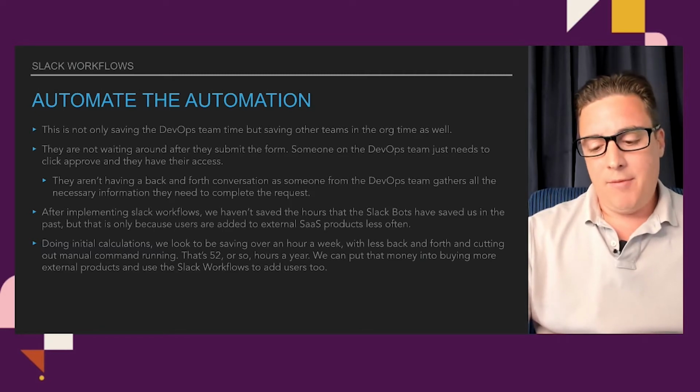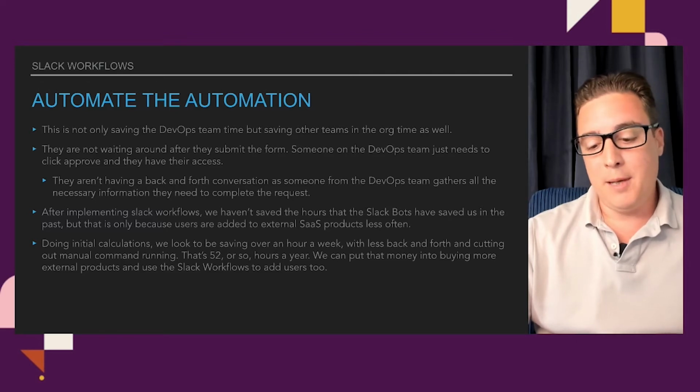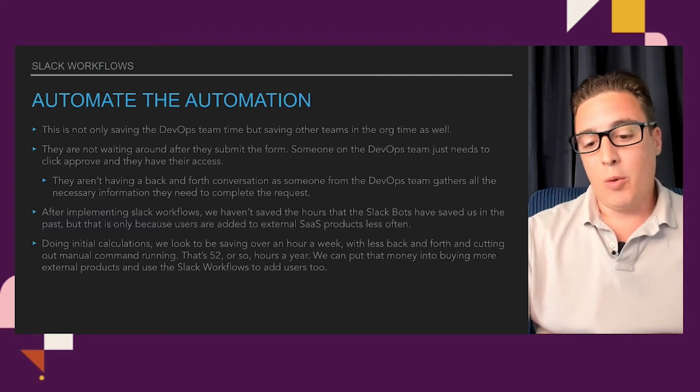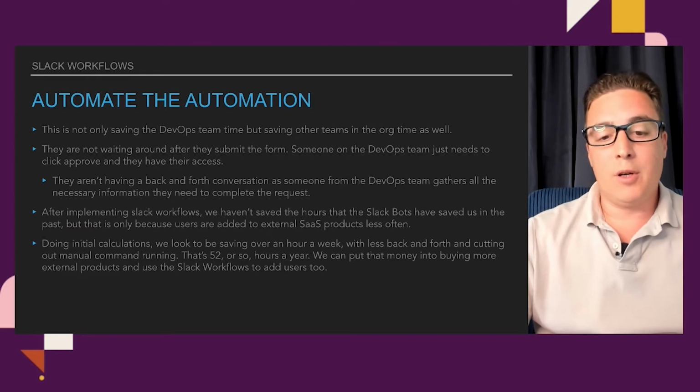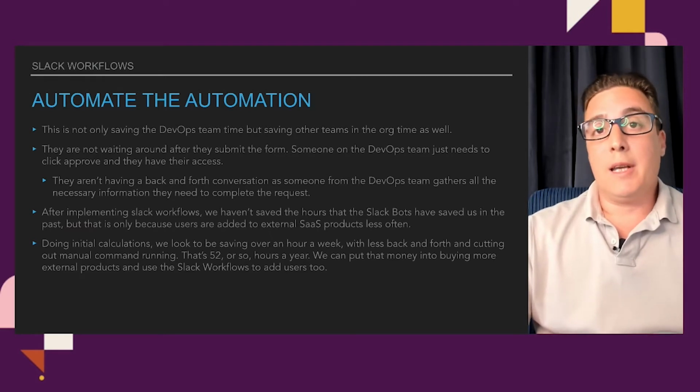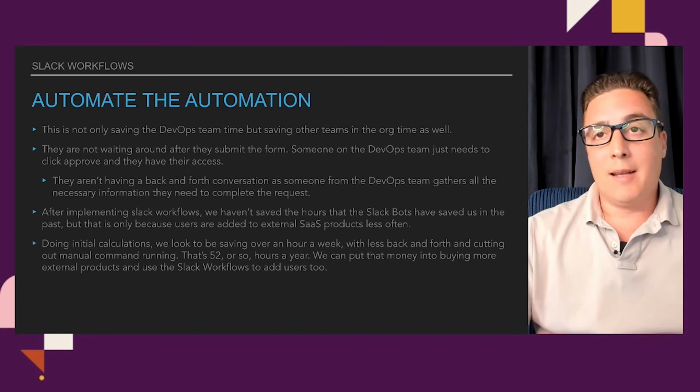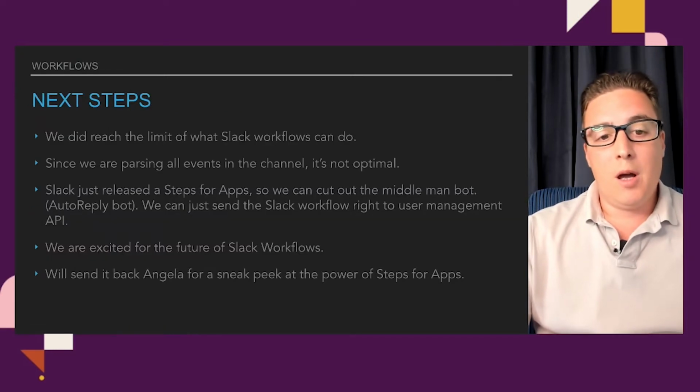We haven't saved the same amount of time that we have saved with the bots, obviously, because people aren't requesting access a lot all day. We have hundreds of microservices for the Slack apps that's constantly being used. So we're saving a lot of time there, but we could be saving about an hour a week, which is 52 hours a year, which is really nice. Anytime we can get time savings and automation in our tools, it's a win for us.